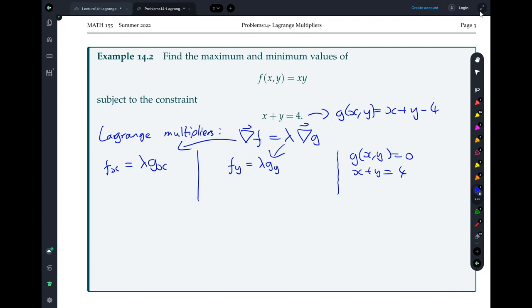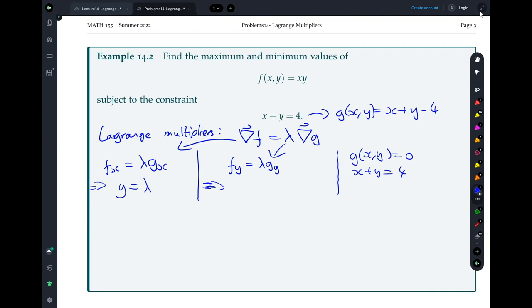Once you find out what the x and y values are, substitute them back into your function f, and then try and work out if it's a maximum or a minimum. You can do that just by considering a different value of your function, okay? Can anyone tell me what this first equation is going to be? Partial of f with respect to x is y, equal to lambda times partial of g with respect to x, which is 1, so just y is equal to lambda.